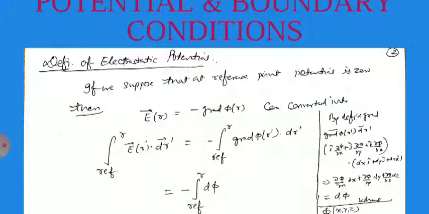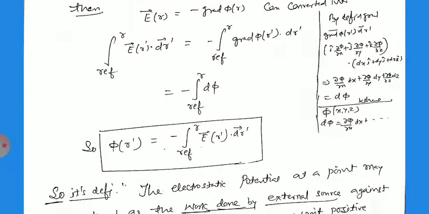How? Gradient phi(r') dot dr equal to, we can write i cap del phi by del x, j cap del phi by del y and so on, dot dx i, dy j, dz k. And if we multiply this, we get del phi by del x dx, del phi by del y dy, and so on, and this is d phi. So these can be written in the form of d phi or integrations. We can obtain phi(r') equal to minus integral from the reference point to r of E(r') dot dr'.